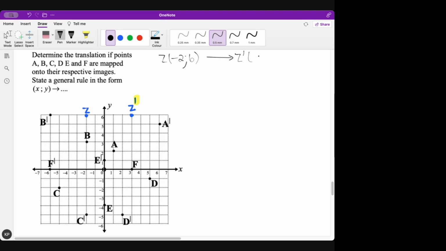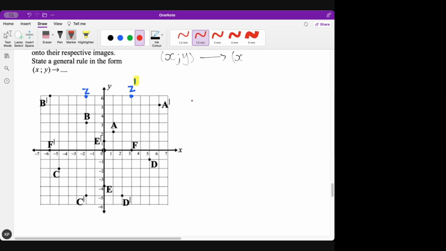Is 3 and 6. Okay, now my arrow shows that this has been translated or transformed to that. So for your general rule, you're going to say, I'm going to start at x, y, which is my original coordinates, and you're going to tell me how you moved x and y.